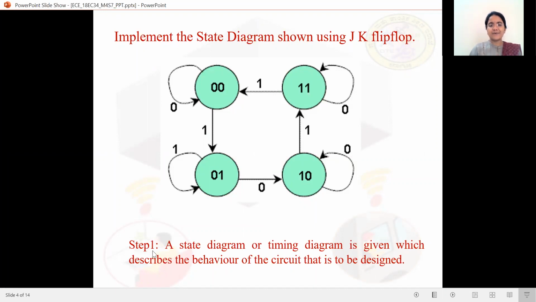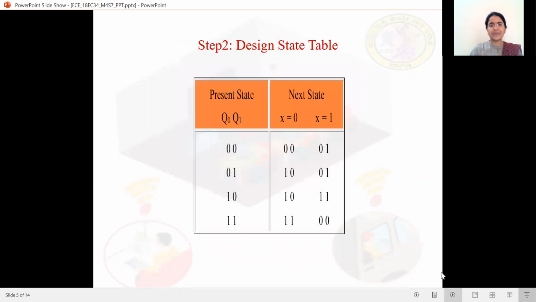Step 1. What is step 1? A state diagram or timing diagram is given, which describes the behavior of the circuit that is to be designed. By having the state diagram, we have to design a synchronous sequential circuit. How to design a synchronous sequential circuit? That we'll see now. First step is they will give us the state diagram or timing diagram. This gives us the behavior of the sequential circuit.